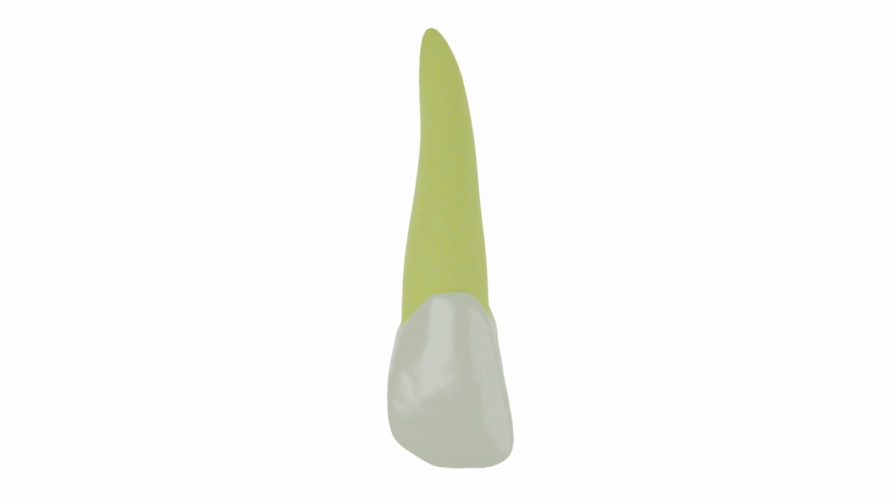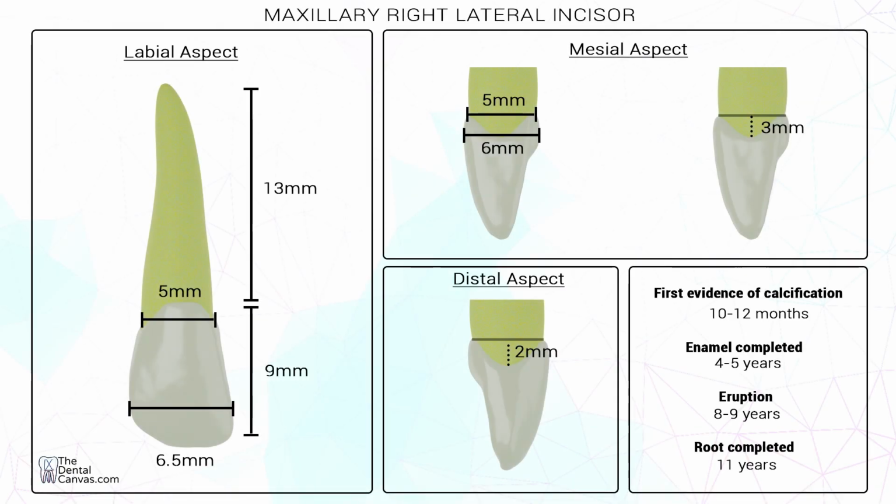That completes all the 5 surfaces of the maxillary lateral incisor. To summarize it all, you can see a picture on the screen with all the average dimensions and key features.